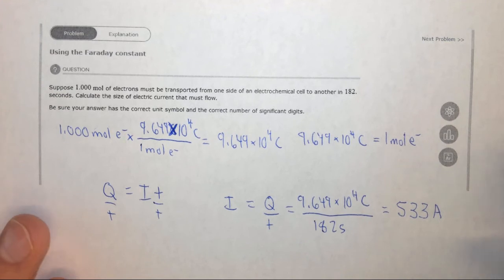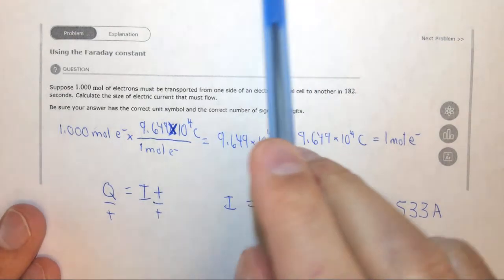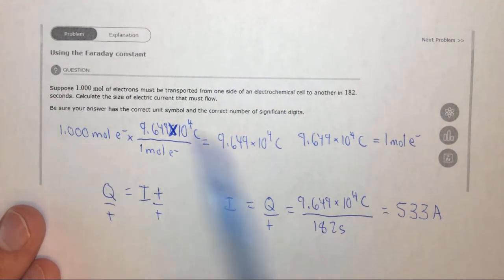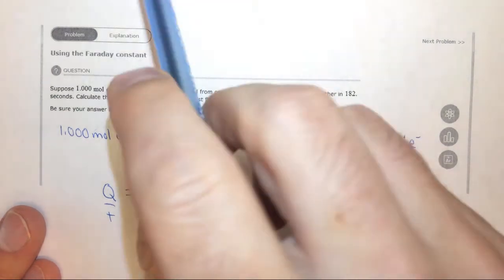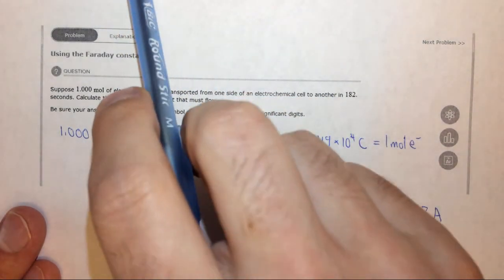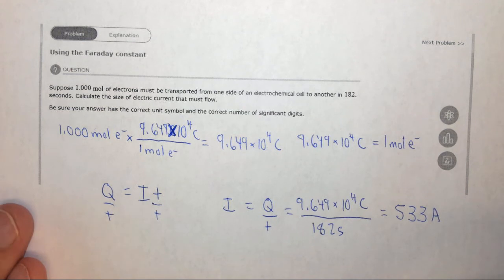So this is basically exactly the opposite of the previous one. Here we started with moles of electrons and we were asked for the current. In the previous case we were given the current and we were asked for the moles of electrons.